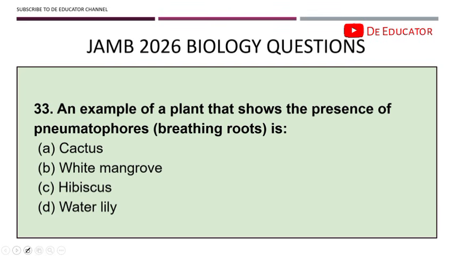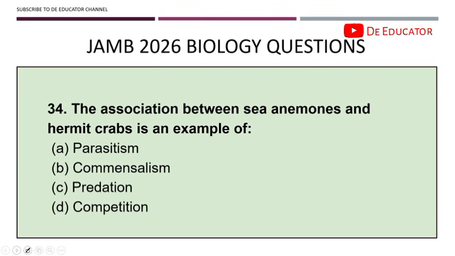you will find breathing roots in white mangrove. This is a very common JAM question. You should know this by now. Once you see pneumatophores, they are also known as breathing roots. Right? So breathing roots are found in white mangrove. 34. The association between sea anemones and hermit crabs is an example of commensalism.